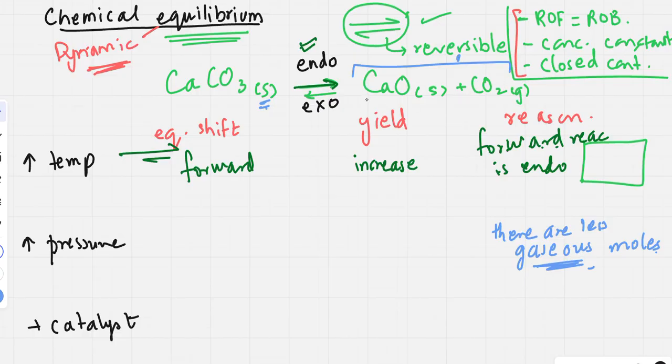Why? How do you know that? Because this number before it, if nothing is written, means it's 1. Over here it's 1 as well, but since it's a solid, we will not consider it, so there will be 0 moles over here. Where there are fewer moles, that is on the backward side. So the equilibrium would shift backwards, and the yield will decrease in this scenario.